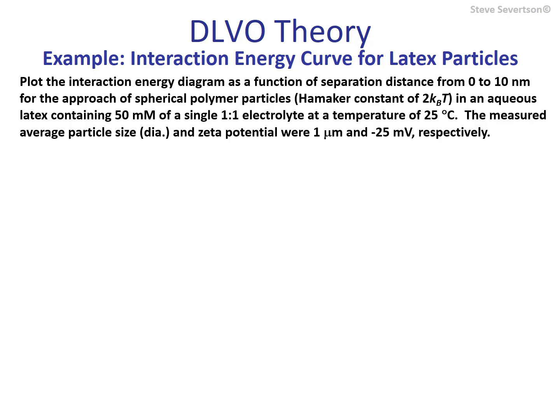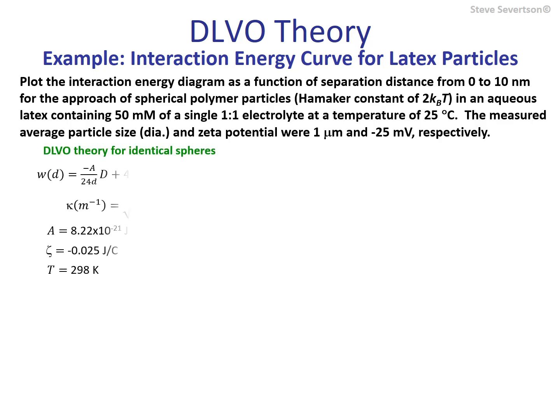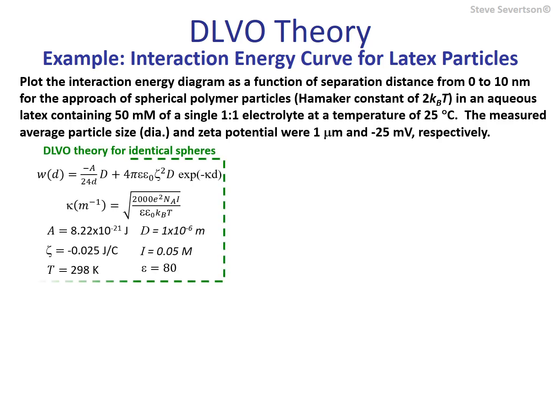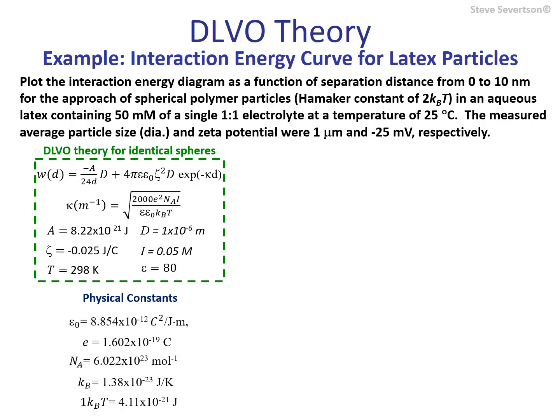According to DLVO theory, this is simply the sum of the van der Waals attractive energy and the electrostatic repulsion energy for the two identical spheres. With the provided information and the physical constants listed here, the Debye-Huckel parameter can be calculated and the sum of the equations can be rewritten in terms of a single variable, the separation distance.